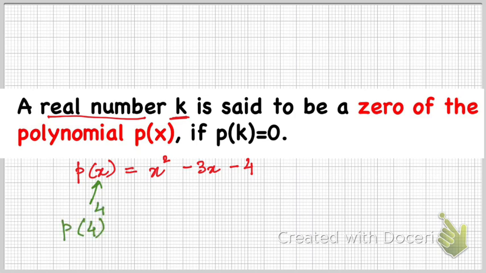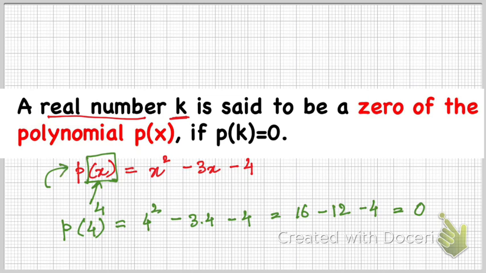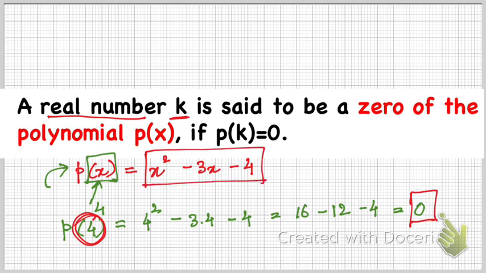If we consider the value of x as 4, this will be 4² − 3 × 4 − 4. That will give you 16 − 12 − 4, which is equal to 0. So putting the value of x as 4 in this polynomial, we got the final answer as 0. Therefore, we can say that 4 is a zero of the polynomial p(x) = x² − 3x − 4.